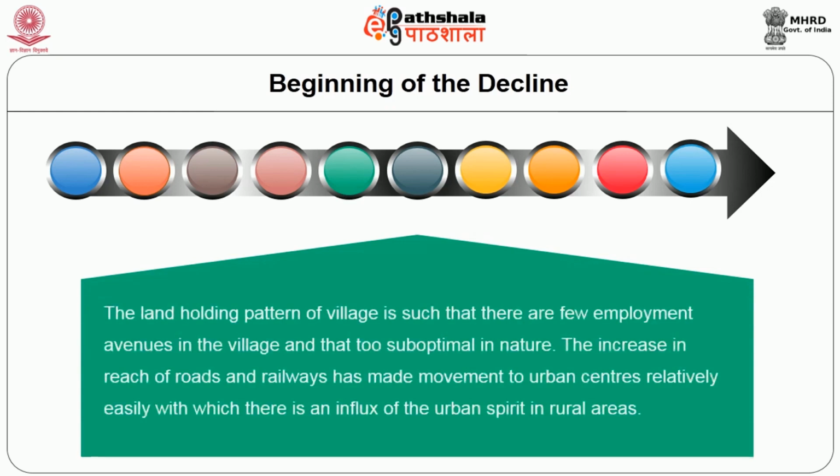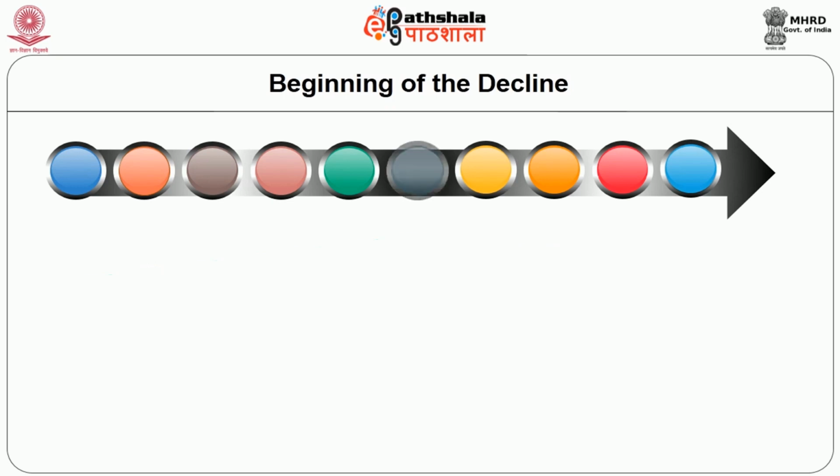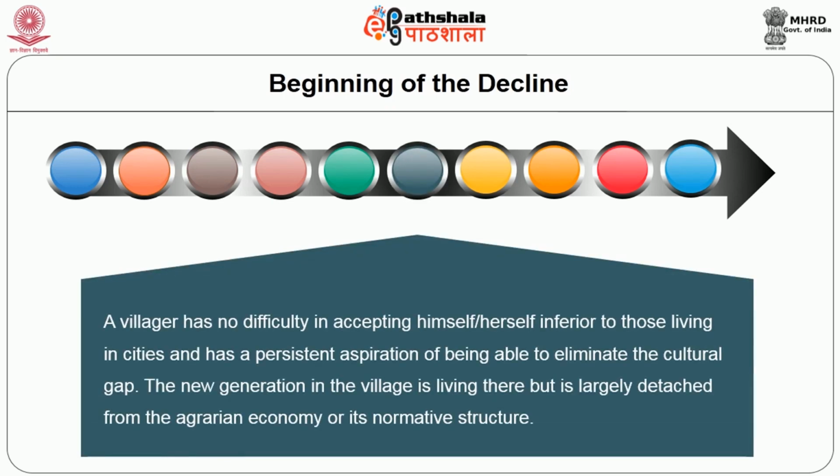The landholding pattern of the village is such that there are few employment avenues in the village, and that too suboptimum in nature. The increase in the reach of roads and railways has made movement to urban centers relatively easy, with which there is an influx of the urban spirit in rural areas. A villager has no difficulty in accepting himself or herself as inferior to those living in the cities, and has a persistent aspiration of being able to eliminate the cultural gap. The new generation in the village is living there, but it is largely detached from the agrarian economy or its normative structure.